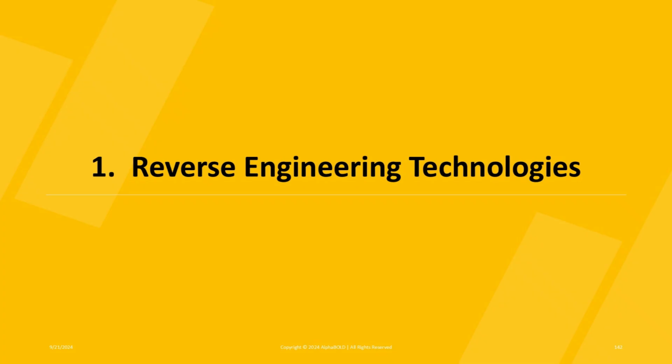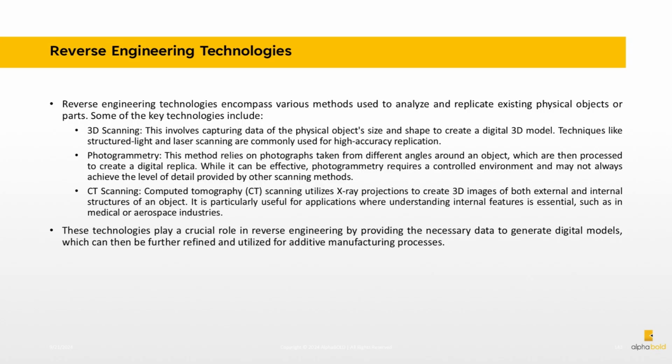Reverse engineering technologies. Reverse engineering technologies encompass various methods used to analyze and replicate existing physical objects or parts. Some of the key technologies include 3D scanning. This involves capturing data of the physical object size and shape to create a digital 3D model. Techniques like structured light and laser scanning are commonly used for high-accuracy replication.